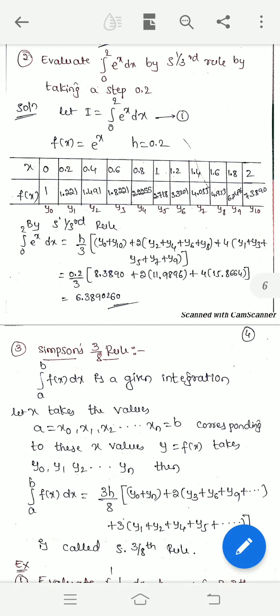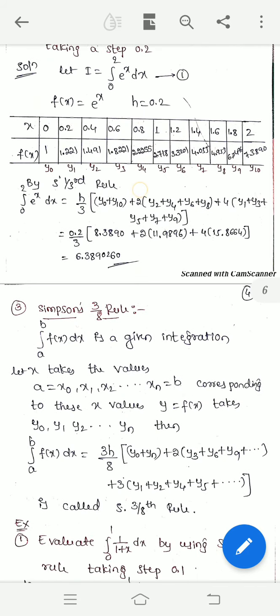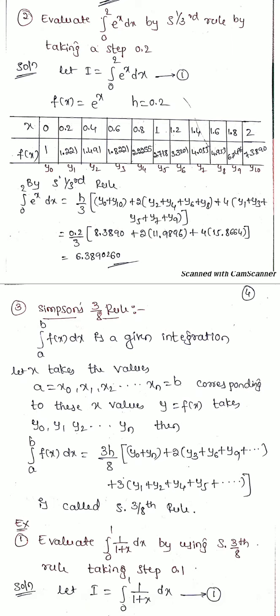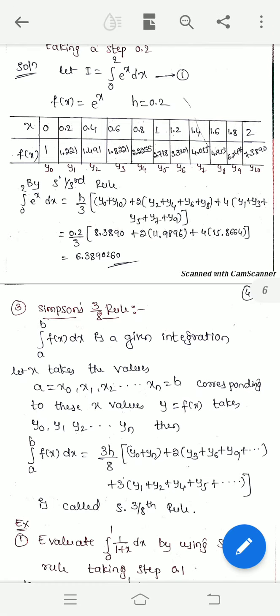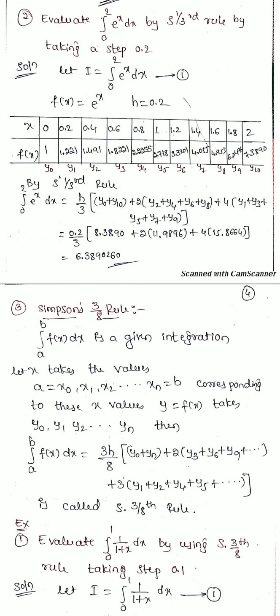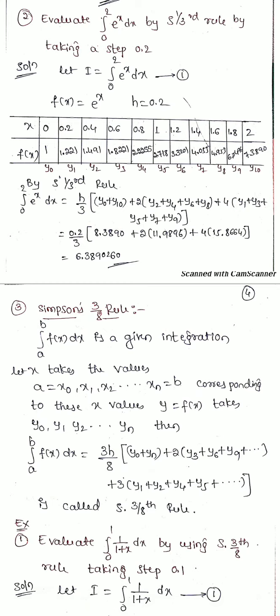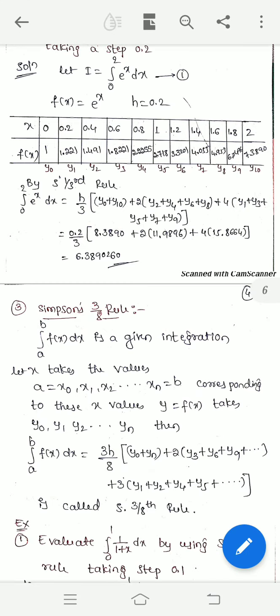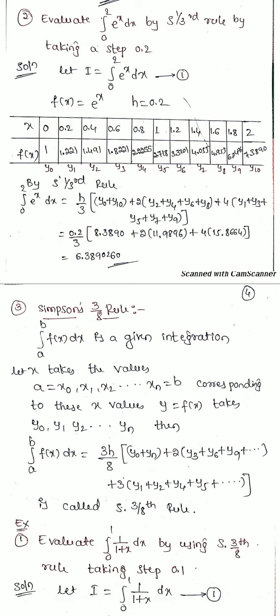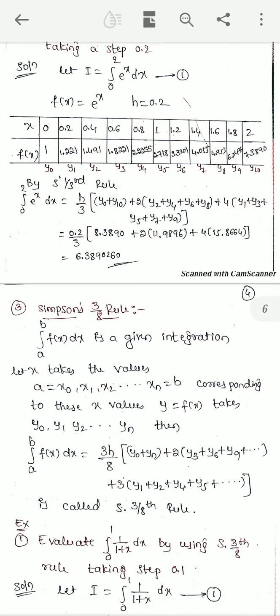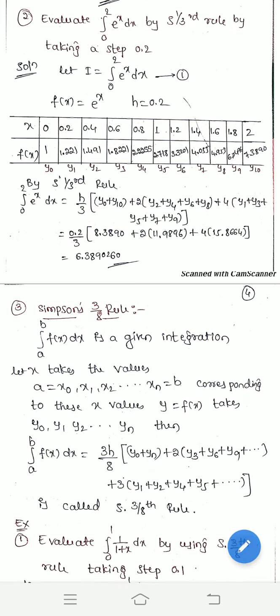By using the Simpson's 1/3 rule formula, the integration from 0 to 2 of e power x dx is equal to h by 3 into y0 plus y10, the first term plus the last term, plus 2 into all the even terms, y2 plus y4 plus y6 plus y8, plus 4 into all the odd terms, y1 plus y3 plus y5 plus y7 plus y9.